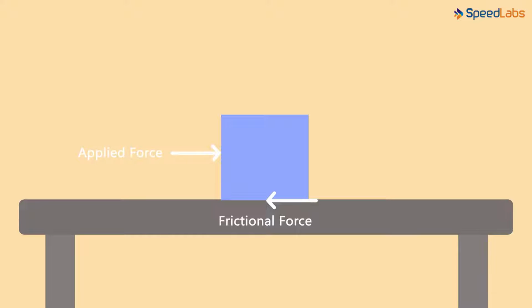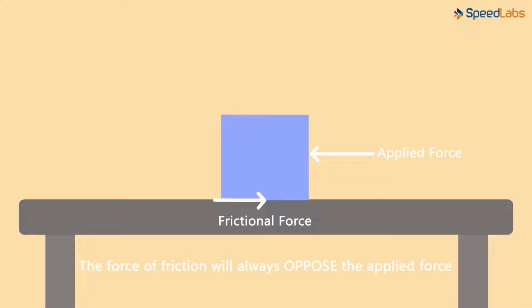Here's a cube that's placed on the table. We know that if we are pushing the cube in this direction, then the force of friction will act in the opposite direction. If we apply a force along the left, then the force of friction will act towards the right and vice versa. The force of friction will always oppose the applied force.